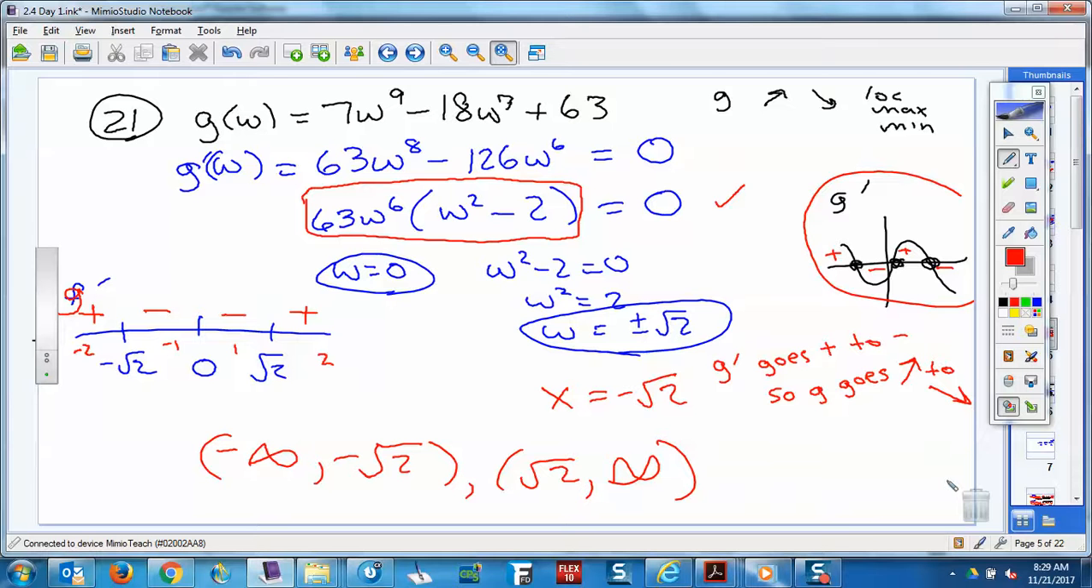Just like you would justify an inflection point. You would say G double prime goes from positive to negative, so therefore G goes from concave up to concave down, and vice versa. Okay? All right. There we go. That's pretty much everything. As far as the quiz goes, we've pretty much covered about everything that there is, other than just being able to go back and do some practice and stuff like that.